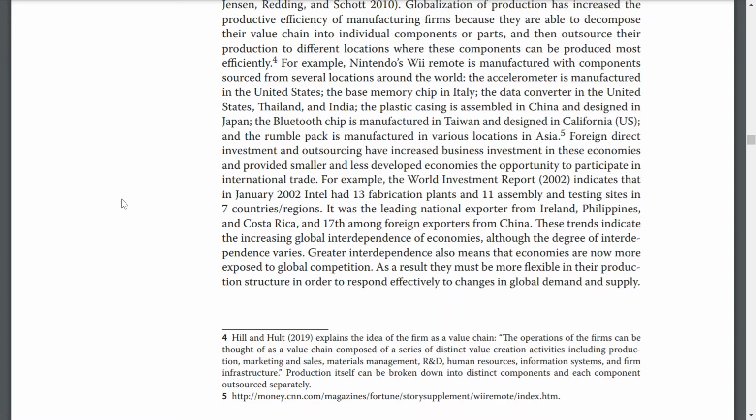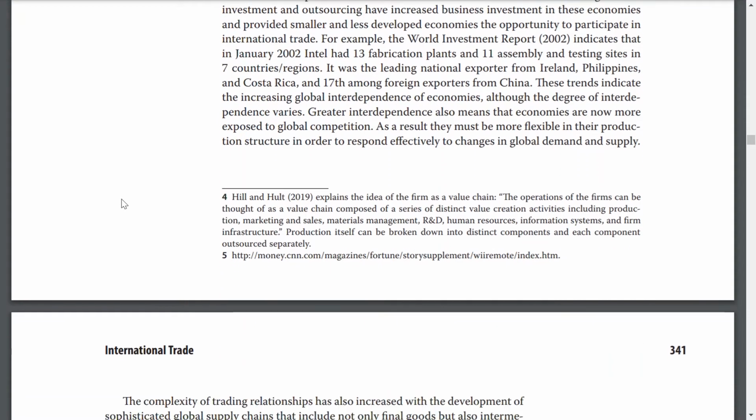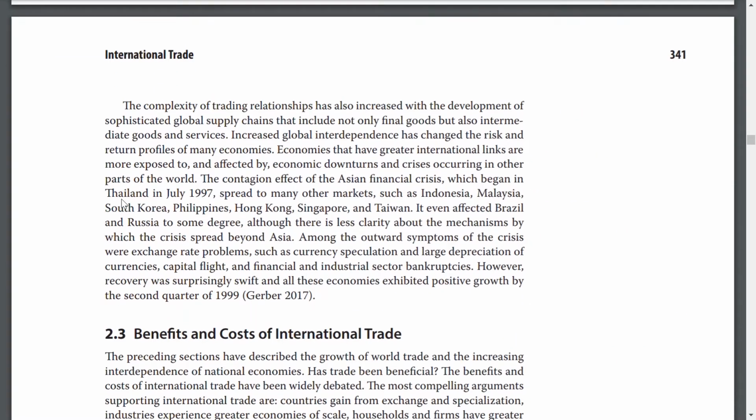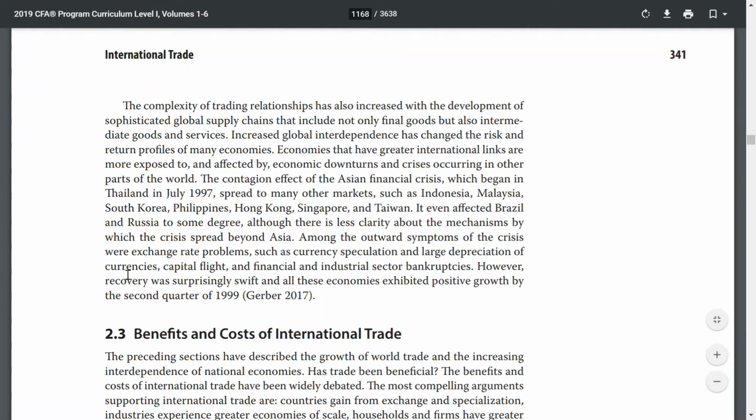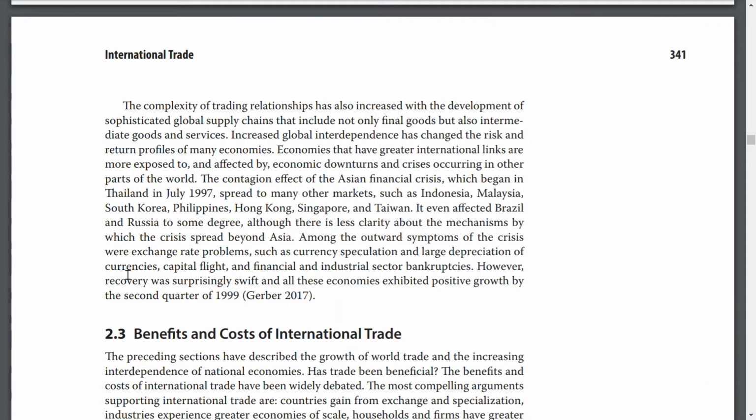Although the degree of interdependence varies, greater interdependence may also mean that economies are now more exposed to global competition. As a result, they must be flexible in their production structure in order to respond effectively to changes in global demand and supply. The complexity of trading relationships has also increased with the development of sophisticated global supply chains and includes not only final goods but also intermediate goods and services.